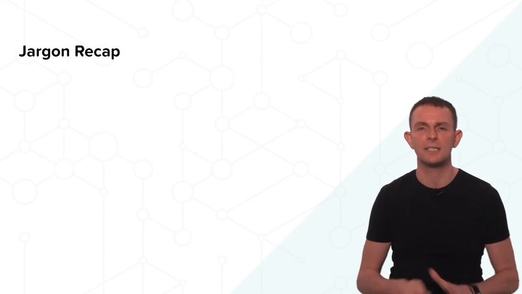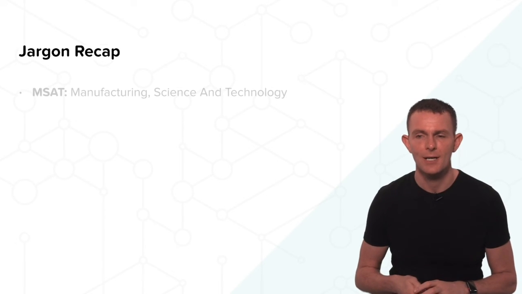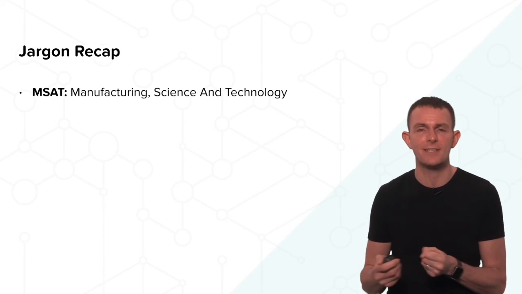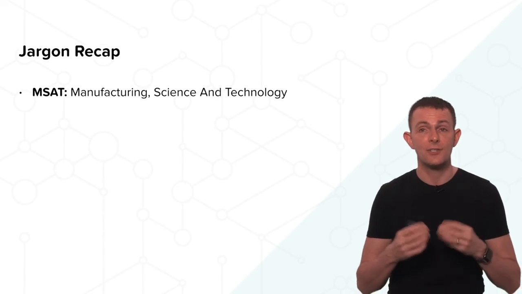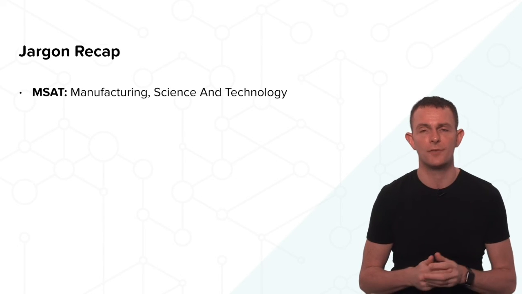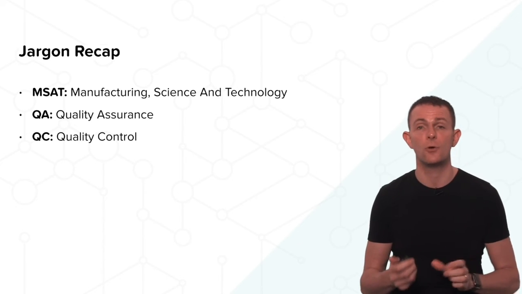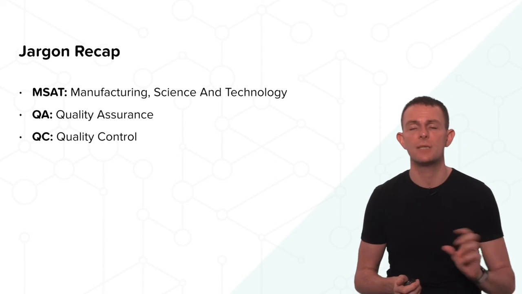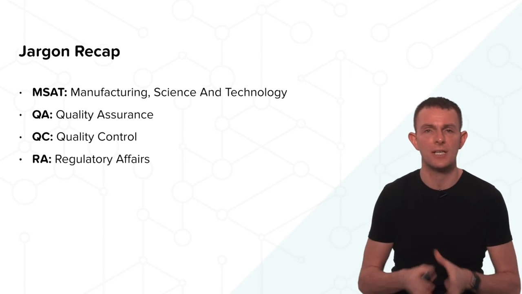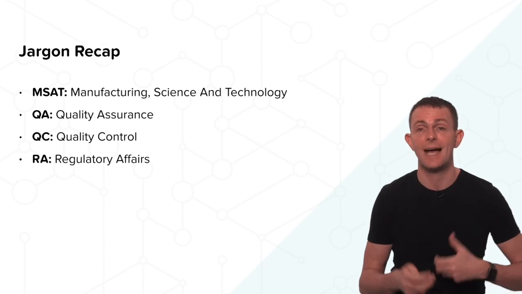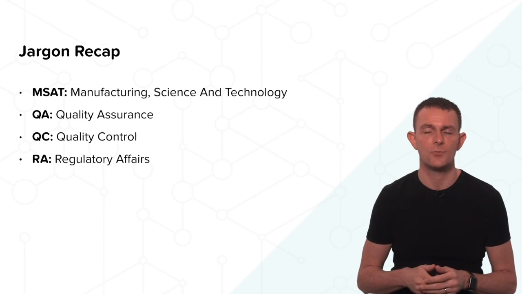So lots of jargon and all that. I want to do a quick recap of some of the new phrases and acronyms we've been introduced to. So you've got MSAT, Manufacturing Science and Technology, is often that grouping. The acronym MSAT is the grouping of those different job roles and functions. QA being quality assurance and QC being quality control. QA being processes, QC more being the checks on that. Regulatory affairs, obviously dealing with all the regulatory affairs in that overall manufacturing process and often in the regulatory affairs process preceding clinical trials as well.